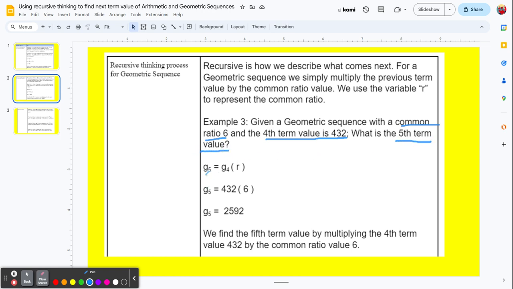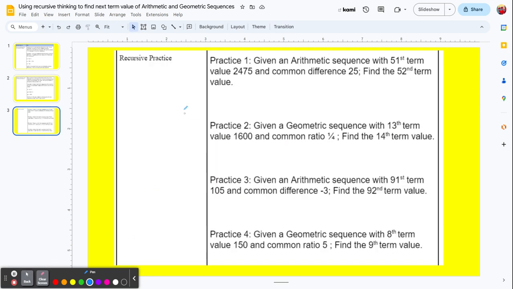So to find the fifth term value, we're going to take the fourth term value and multiply by the common ratio. So the common ratio is 6. The fourth term value is 432. So we go 432 times 6, and we get our answer. The fifth term value of that sequence is 2,592. Let's do a few more examples, and if you want to pause the video and try them yourself and then see if you got it right, that would be great.